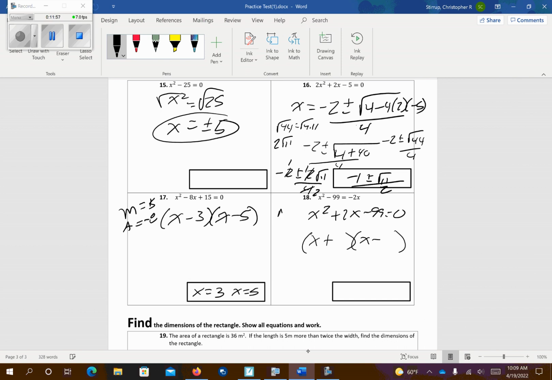We want the numbers that multiply to give me negative 99, add to give me 2. So I think we're going to go with 11 and 9. So I want a positive 11 and a negative 9. So set those equal to 0. So I get x equals negative 11 and x equals positive 9.